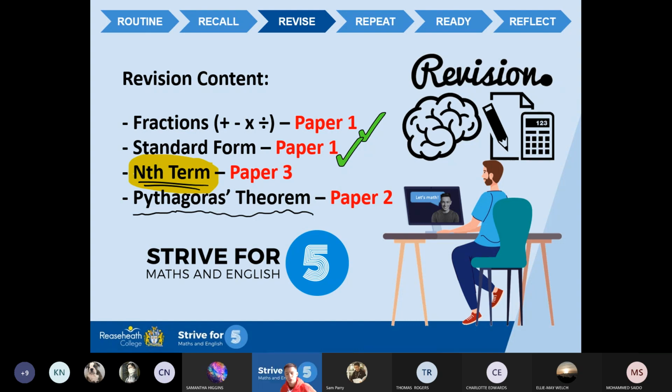Okay, guys, it is 11:22. Where's my drink? I did have a drink. Oh, it's gone. Right, we are going to look at nth term.